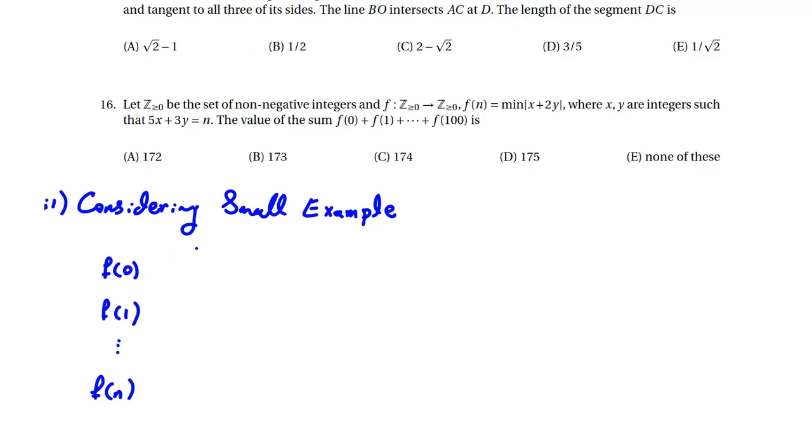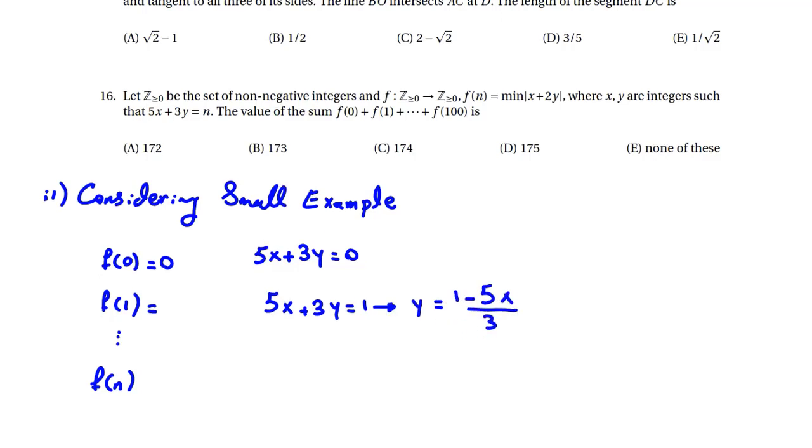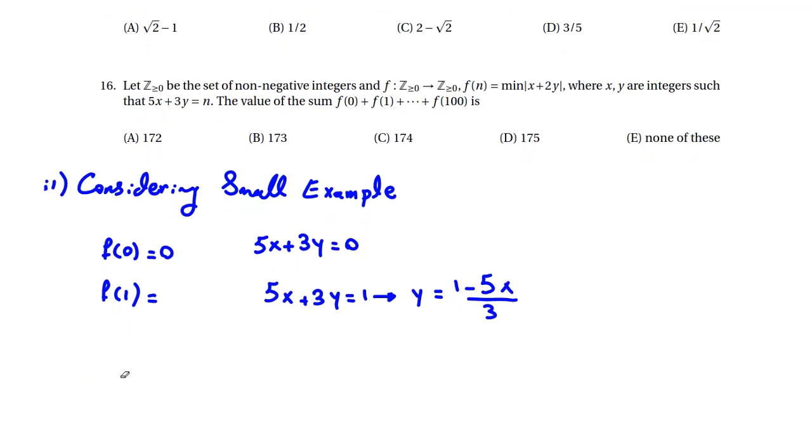Okay, f of 0. We know that n is 0, so 5x plus 3y equals 0, and we can replace x and y with 0, so f of 0 equals 0. And because it is absolute value, it cannot be negative. Okay? For f of 1, 5x plus 3y equals 1. So we can conclude that, for example, y equals 1 minus 5x over 3. So let's focus on only f of 1.